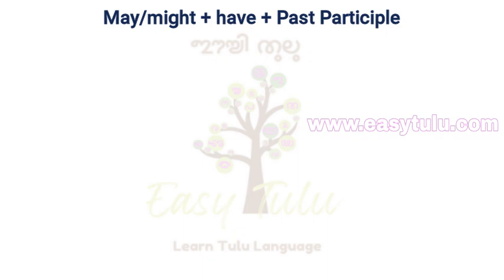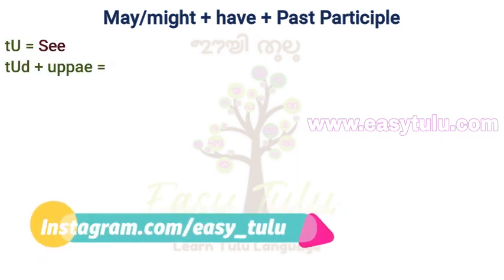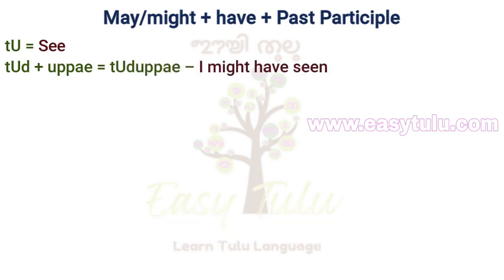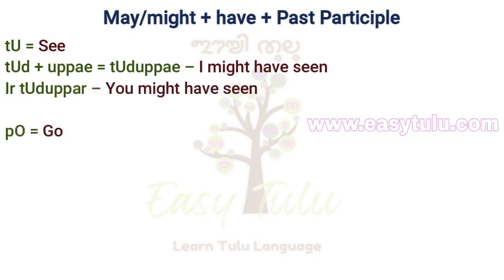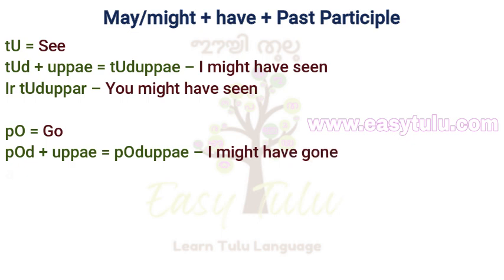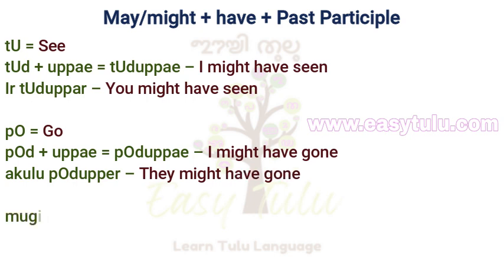Okay, another example. Tu means see. Tudu is the past adverbial participle. Tudu plus uppe, tuduppe. I might have seen. Iru tuduppar, you might have seen. Next one, po means go. Podu is the past adverbial participle. Podu plus uppe, poduppe, I might have gone. Akulu poduppir, they might have gone.